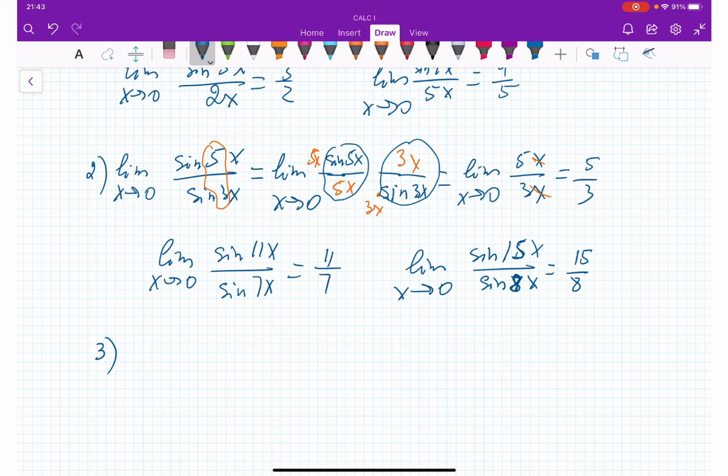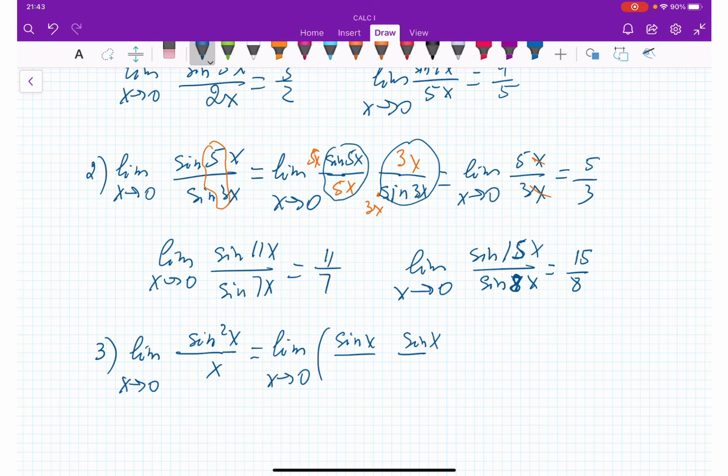So limit x approaches 0, and we have sine squared x over x. So I'm going to represent it as a limit x approaches 0. We put in parentheses, it's going to get what? Sine x here, two fractions, and sine x here. So sine x, here I divide by x and multiply by x, right? So this is going to be equal 1, and I have here x, okay?